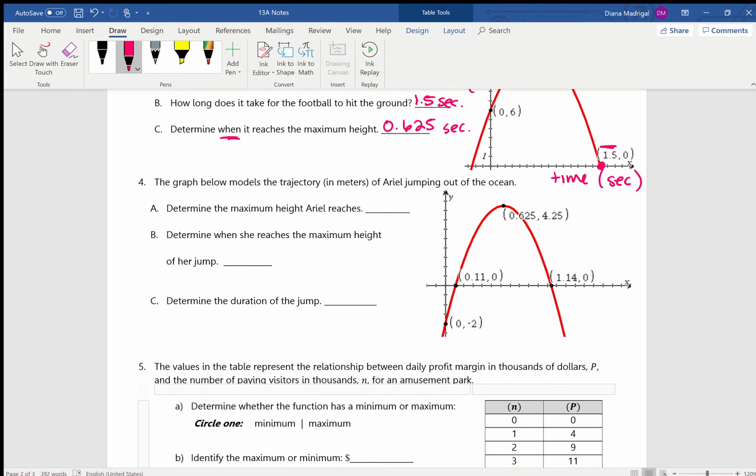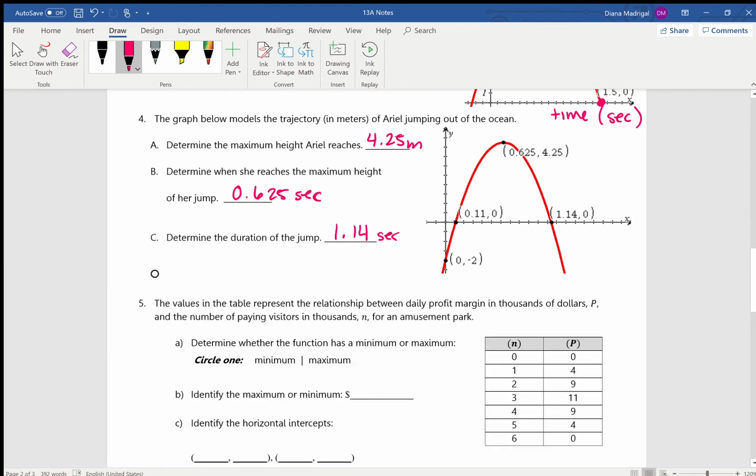So once you try the problem, your answer for A should have been 4.25 meters. Your answer for B should have been 0.625 seconds. Well, I'm just assuming it's in seconds. And then for C should have been 1.14 seconds. Pretty easy, right?